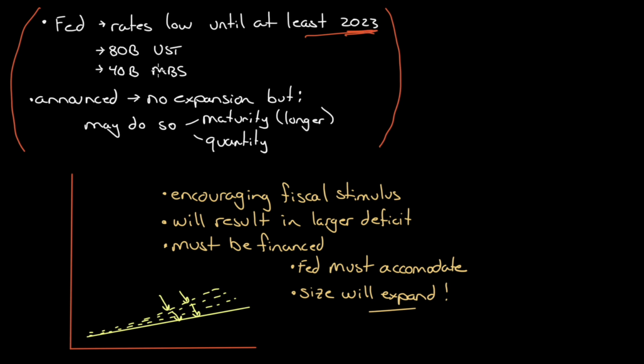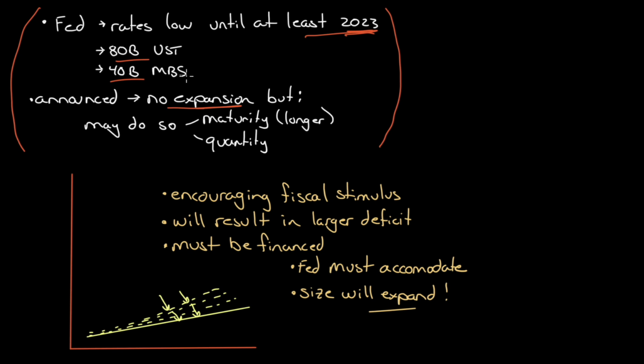They're going to continue their asset purchases. They announced no expansion. $80 billion in U.S. Treasuries, $40 billion mortgage-backed securities. Balance sheet's going to increase by $120 billion a month. That's $1.44 trillion over the next 12 months.